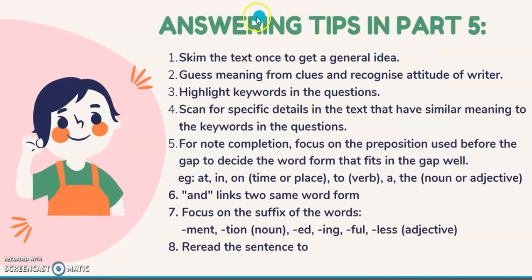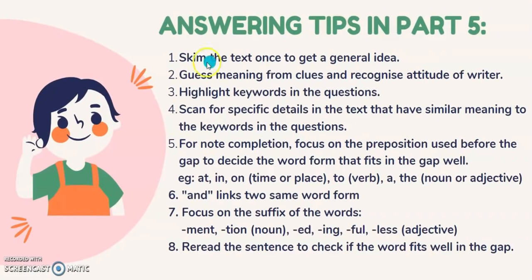Now let's rewind what the answering tips in part 5 are. Number 1, skim the text once to get a general idea. As you are skimming, you can guess the meaning of the words from clues and recognize the attitude of the writer. These are the reading skills that you use in part 3 and part 4 as well, and in this part. Okay, so the next step, you read through the questions and highlight the keywords. Then, scan for specific details in the text that have similar meaning to the keywords in the questions, and this helps you to find the answer.